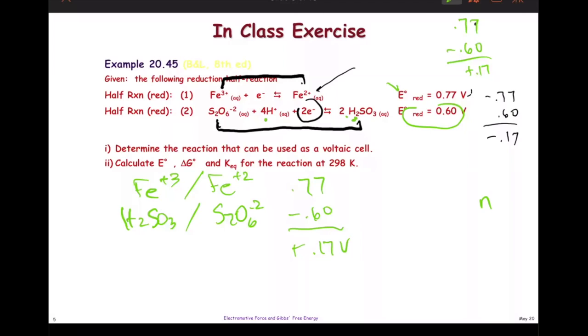And then you notice that there's 1 electron on the first, there's 2 electrons on the second. I know my N is 2 right away. I got to multiply the top reaction by 2. That way the electrons cancel. So I know my N value is 2.